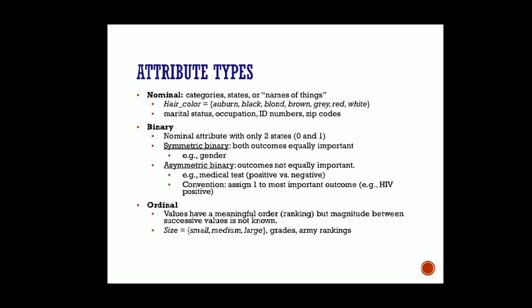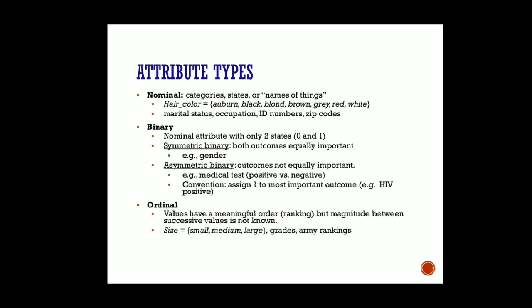But in case of asymmetric binary, as I was giving the example of being COVID positive and negative, are both the outcomes equally important? No, right? Why are we doing this test? If a patient is COVID positive, we have to take some action, but if a patient is COVID negative, we have to take no action. So here being positive is more important than the negative part, right? So this is an asymmetric binary attribute.